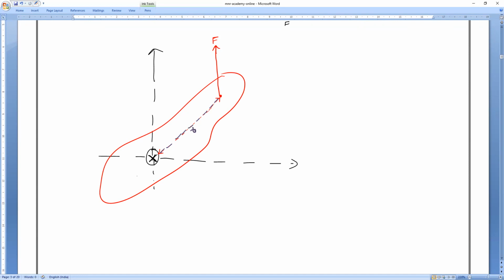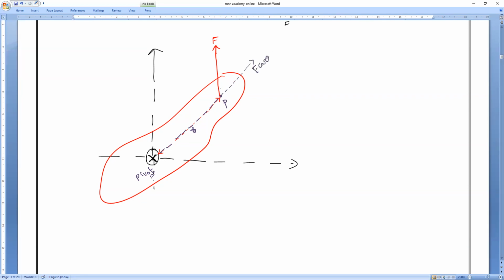So from the pivot point, the distance to where we are applying the force, that is what we call R. And the applied force is at a point P. This is the point we are choosing, P. So this is the applied force. Then here the force will split into how many components? Two components.